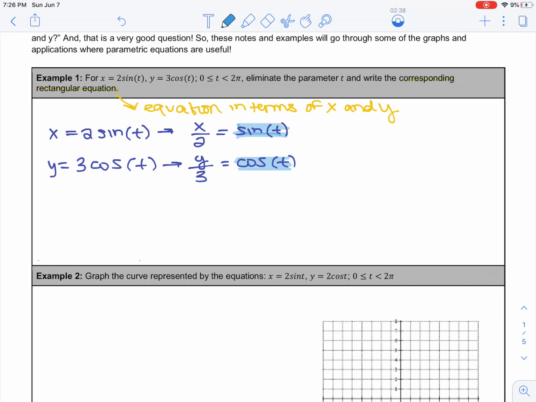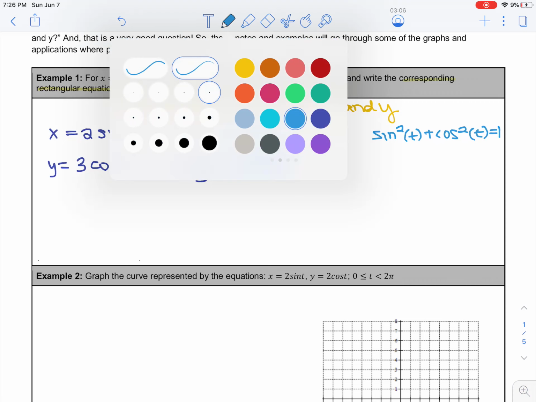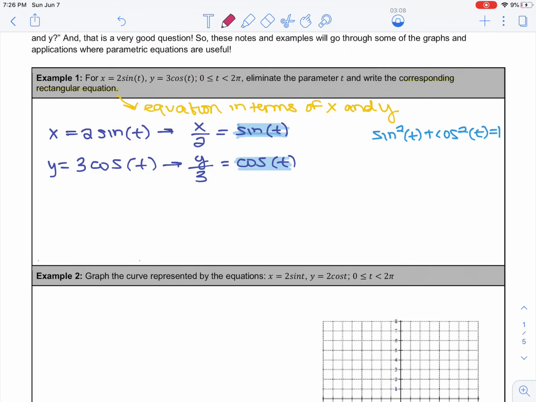So I know that sine squared of t plus cosine squared of t is equal to 1. So this Pythagorean identity is kind of lurking in the background here. If I could come up with an expression for sine squared of t and an expression for cosine squared of t, I could add those and set them equal to 1. Notice I don't have that quite yet, right? I only have sine of t and cosine of t, but I can quickly square both sides.